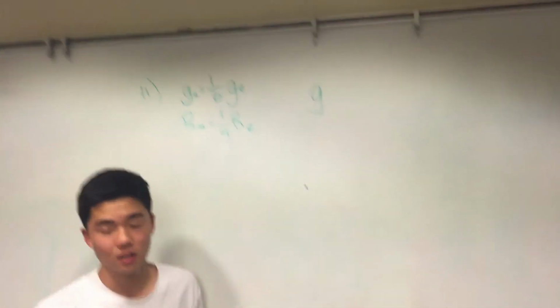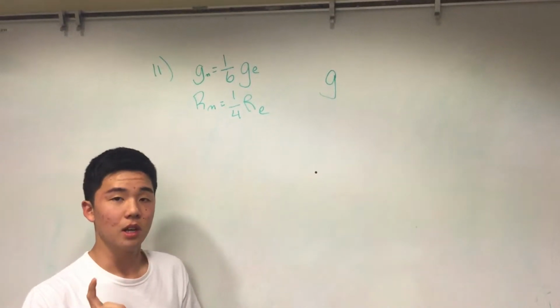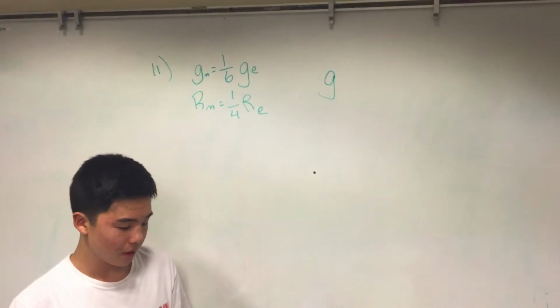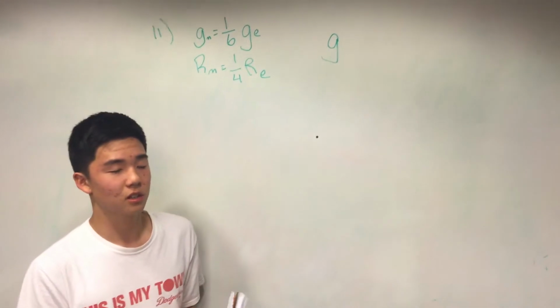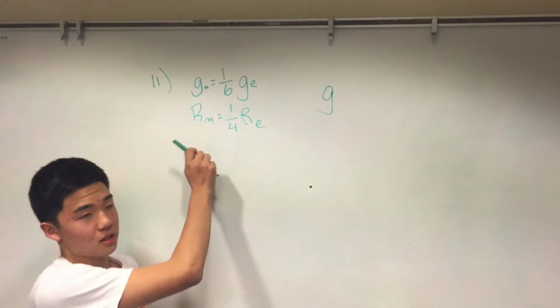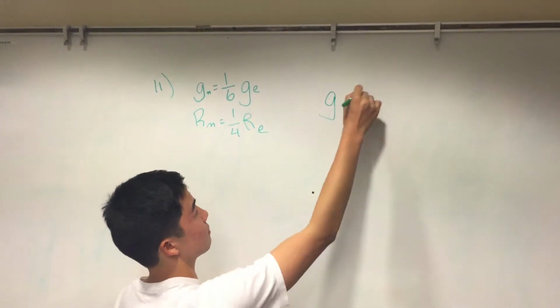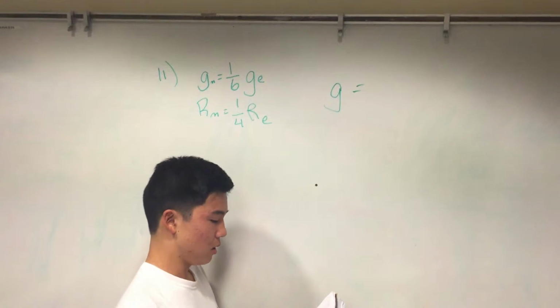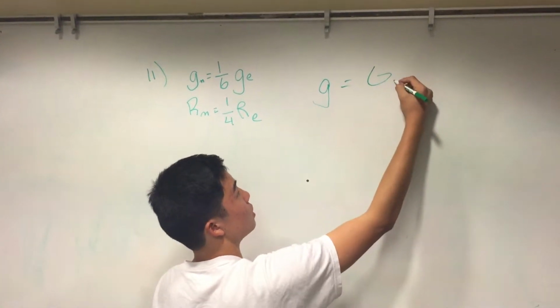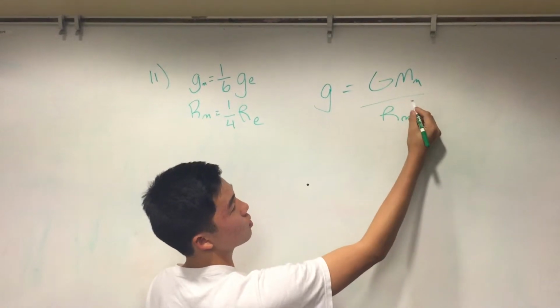Okay, so doing number 11, which asks us to compare the densities of the moon and the Earth. The problem gives us that free fall acceleration on the moon is 1/6 of that on the Earth, and the radius of the moon is 1/4 that of the Earth. So we're going to start by finding free fall acceleration on the moon, which is going to be G M of the moon over R of the moon squared.